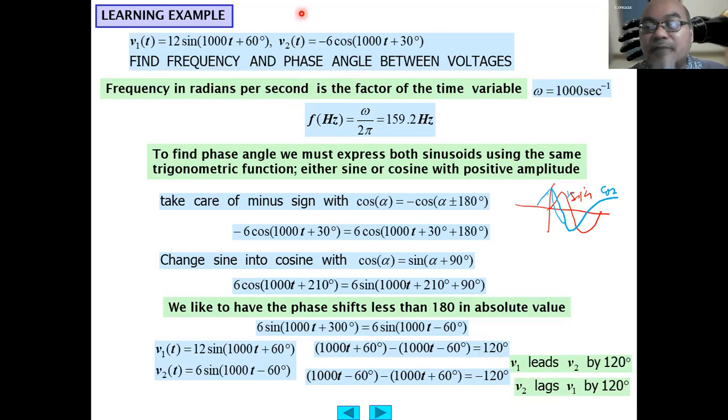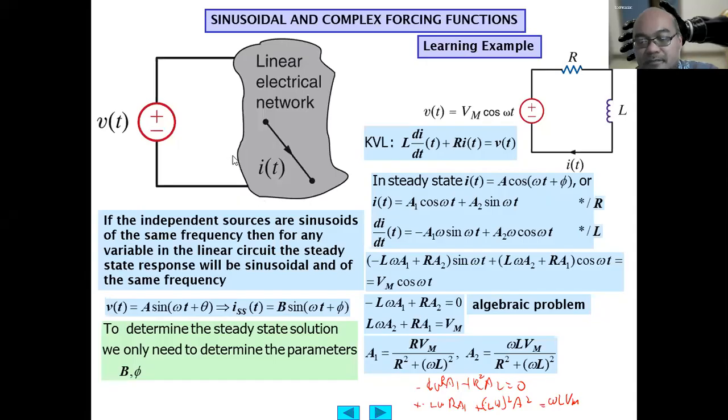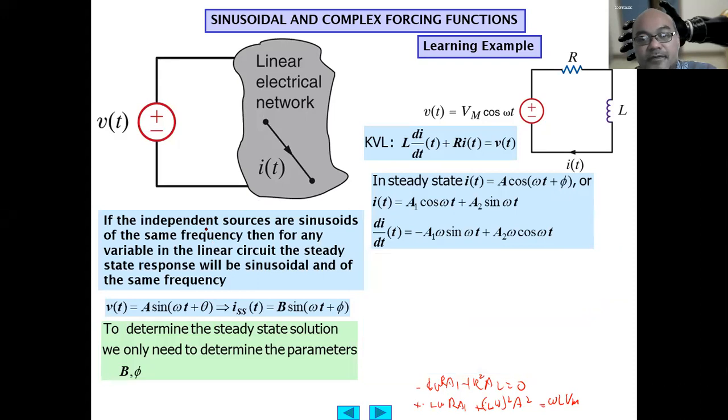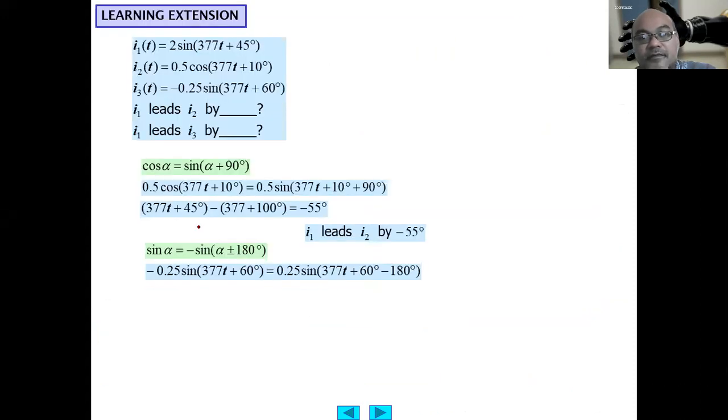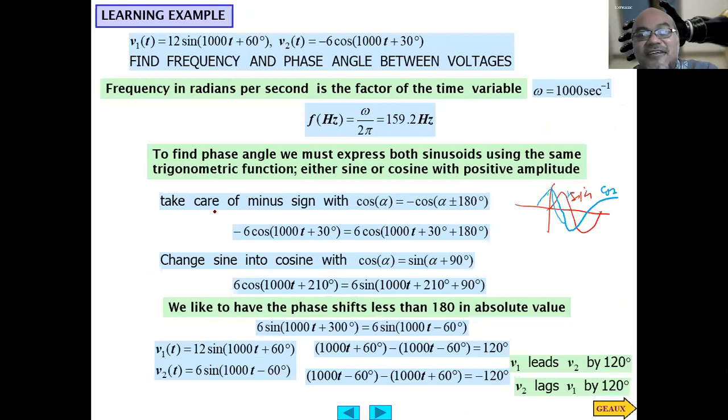Let's have a break for a while, for 5 minutes. Okay, so this one. Wait a moment. This one. The answer is shown here.